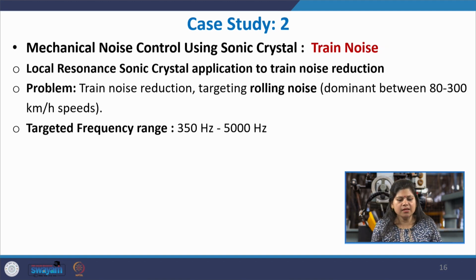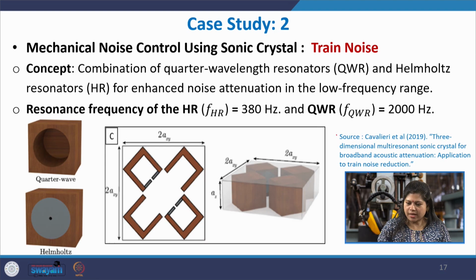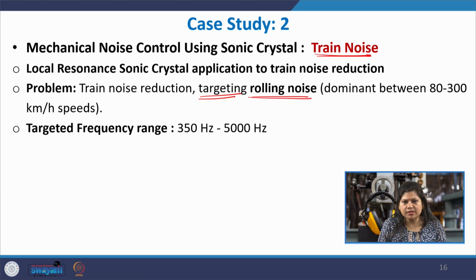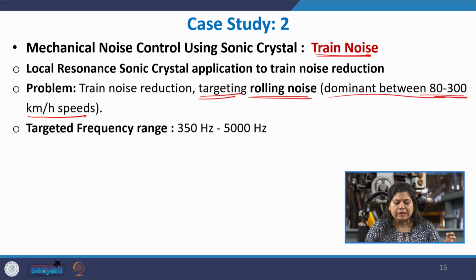Another case study, again taken from a paper, which is the source. A local resonance sonic crystal was used to reduce train noise. The target was mainly to focus on the rolling noise, and you know that for most vehicles, the rolling noise is more dominant. It was found that for the train, the rolling noise was the most dominant between 80 and 300 kilometers per hour, and the sonic crystal solution targeted this rolling noise, with a target frequency range between 350 and 5000 Hz.